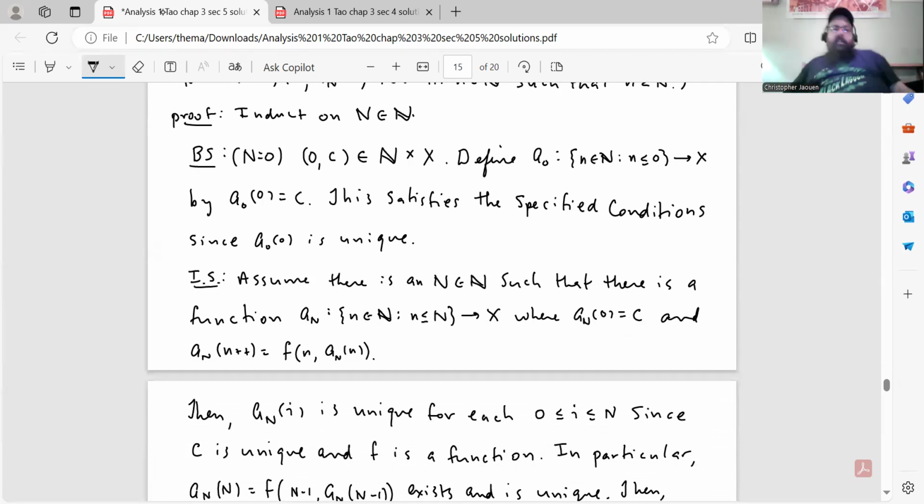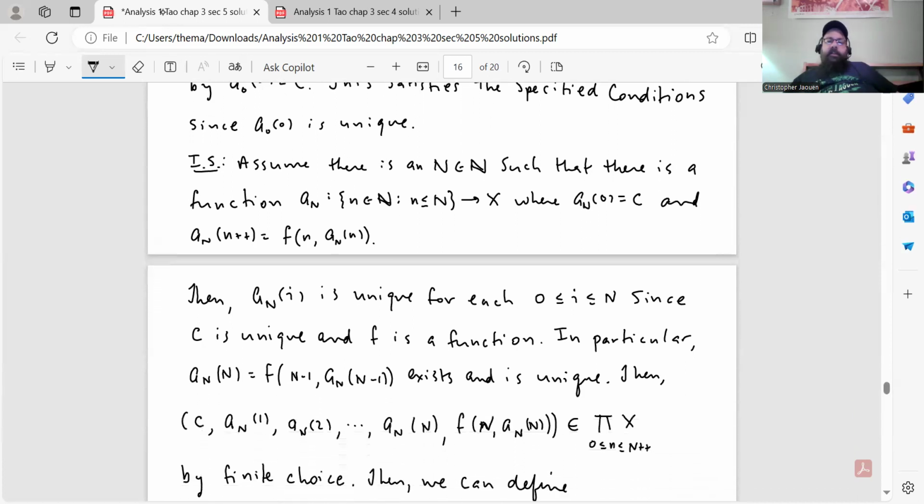For n equals 0, (0, c) is an element of the Cartesian product of N times X. And then I want to define a_0 to be the function that goes from the set {n in N : n ≤ 0} to X by a_0(0) = c. That obviously satisfies the specified conditions. And also a_0(0) is unique because there's only one element going to one element. So then we go to the inductive step.